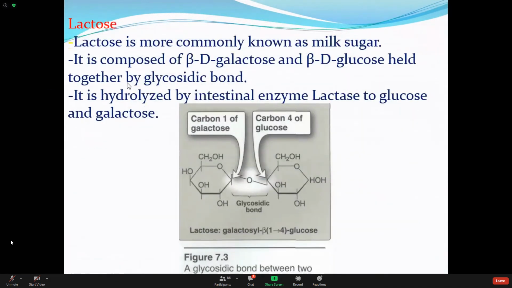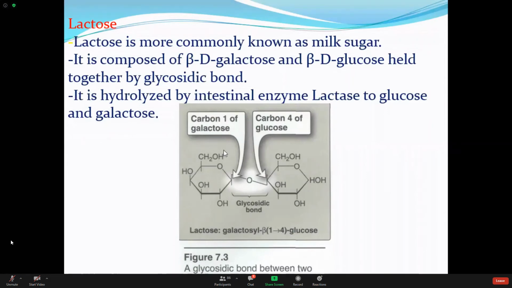Now come to lactose, the second variety of disaccharide. Before that, come to this particular picture. Now see how the glycosidic linkage forms. This is a molecule here, and this particular linkage is called a glycosidic linkage, also called a 1,4 glycosidic linkage. Now why is it called 1,4? Why not 1,6? Just try to understand.